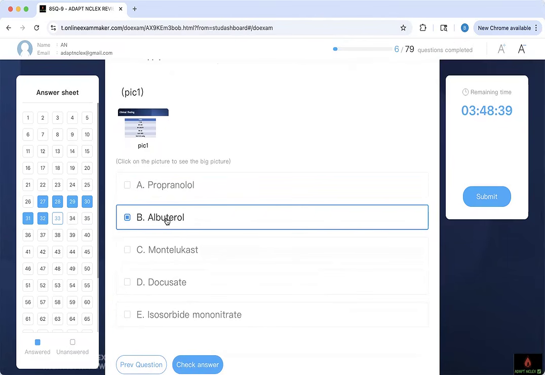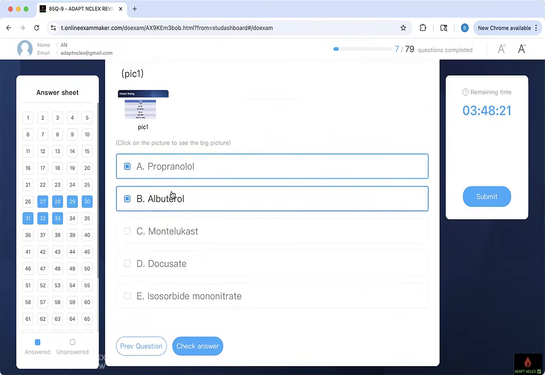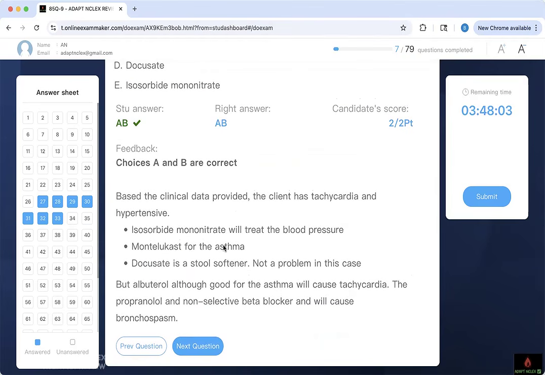Heart rate is too high. Therefore, albuterol, we're not going to give it to them. Propranolol, the patient has asthma. Why would you give them medication that will cause them to have bronchospasm? Therefore, even though it's used for hypertension, we're not going to give it to the patient. So propranolol and albuterol are bad. Montelukast is a long-term medication for asthma. Docusate is for constipation. Isosorbide is a nitrate. It may lower the blood pressure. So those ones the patient can get. Otherwise, it's contraindicated.